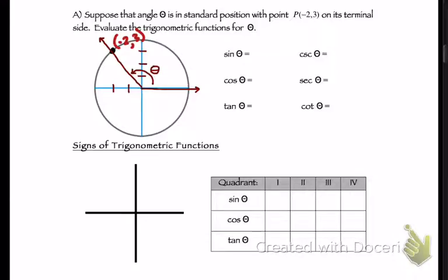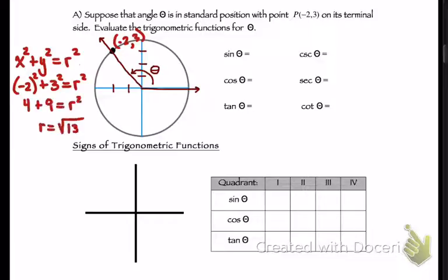Well, in order to do that, I'm going to need to figure out what r is. How do I figure out r? Well, I'm going to use the formula for a circle: x squared plus y squared equals r squared. I know x is -2. I know y is +3, right? I got that from this point. I'm going to have to figure out what the radius of this circle is. How do I do that? Well, I'm just going to solve this from here.